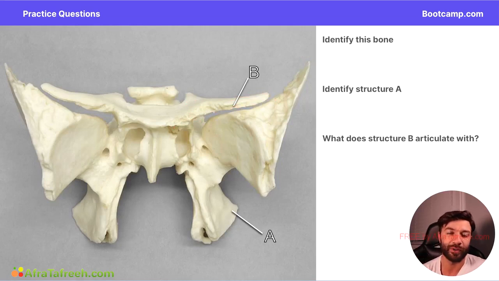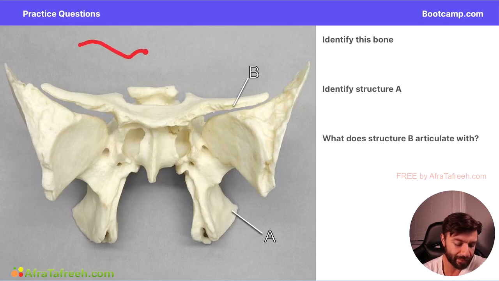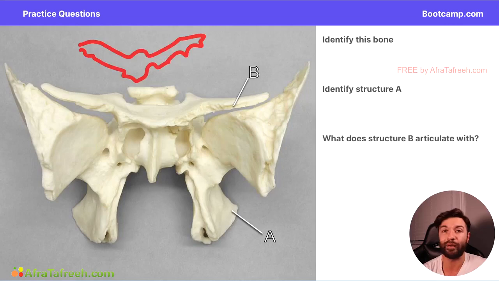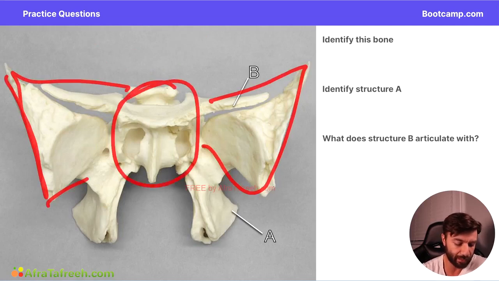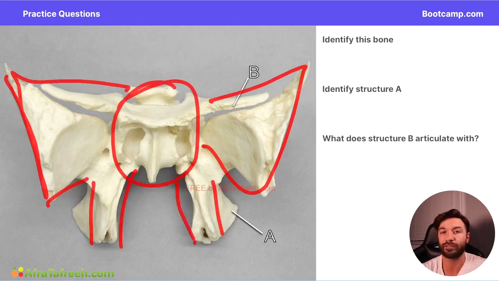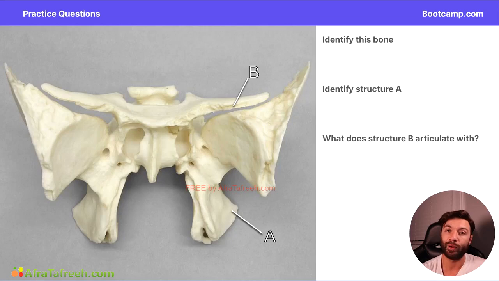I'm going to go through and provide you with the answer right now. So what is this bone? Well, what does this look like? To me, it almost looks like a bat. I am a terrible drawer, so that is my best bat. But you can see we have these large wings right here and right here. We also have this body right here and these little feet. So this looks like a bat. So what bone looks like a bat? Well, that is the sphenoid bone.